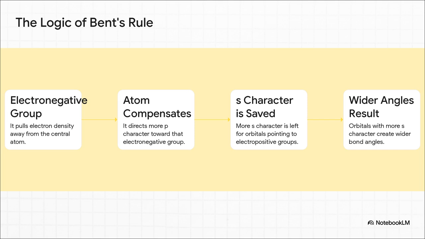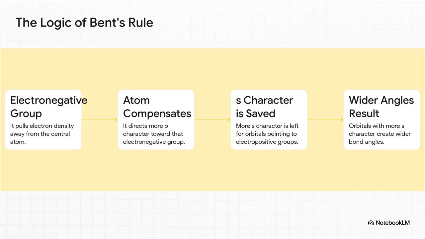So here's how the atom plays its cards, and it's all about saving energy. An electronegative atom, like fluorine, comes along and it's a real electron hog. It starts pulling electron density away from our central oxygen. So the oxygen atom does something incredibly clever. It says, fine, you want to pull my electrons away?